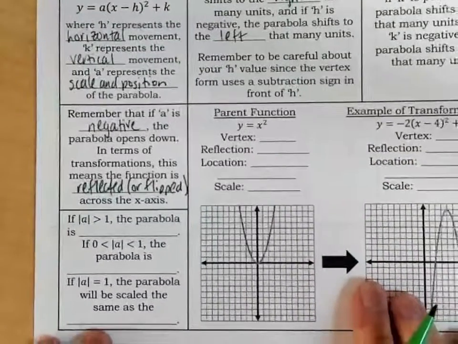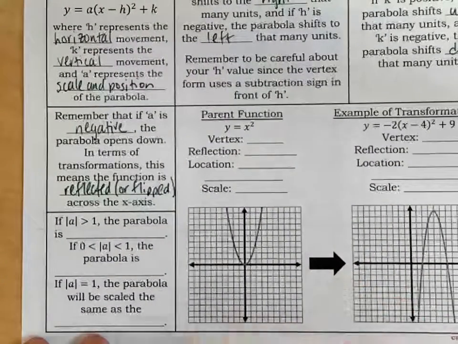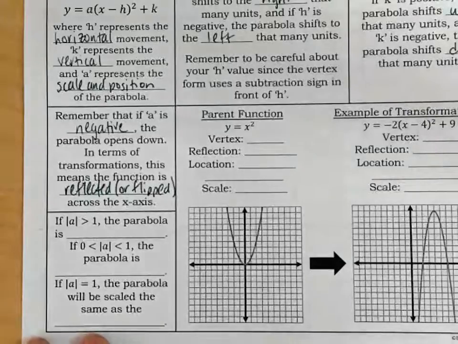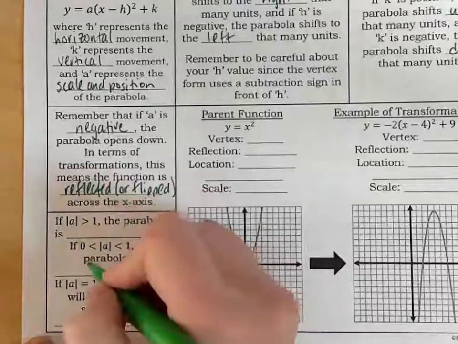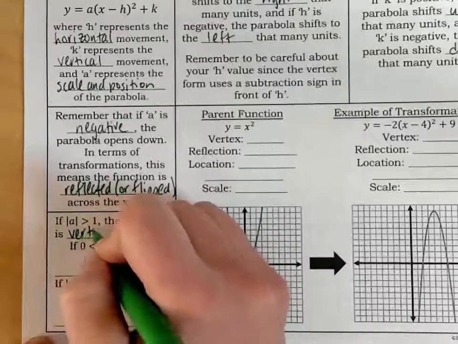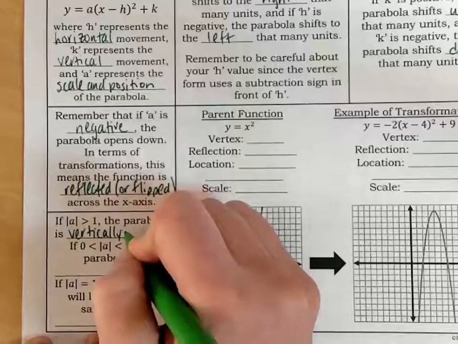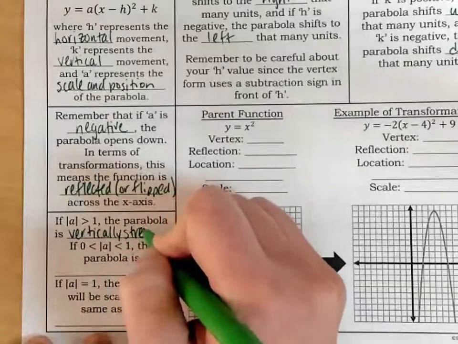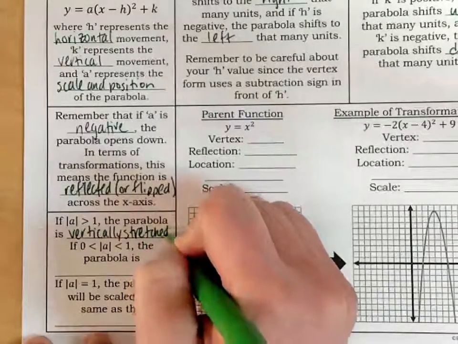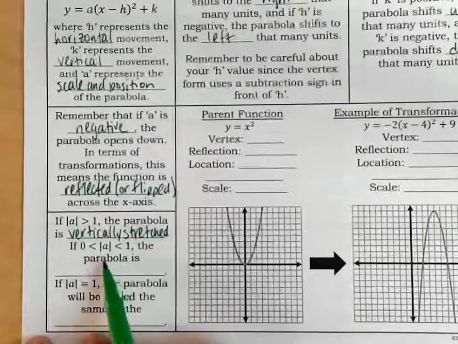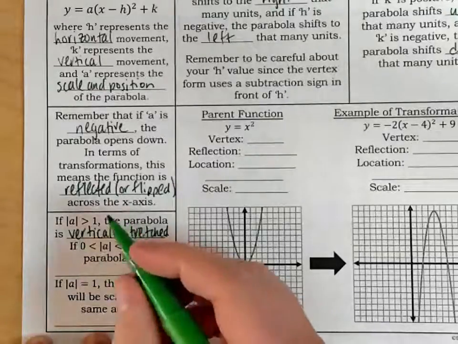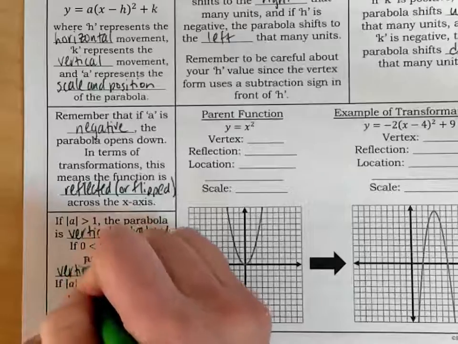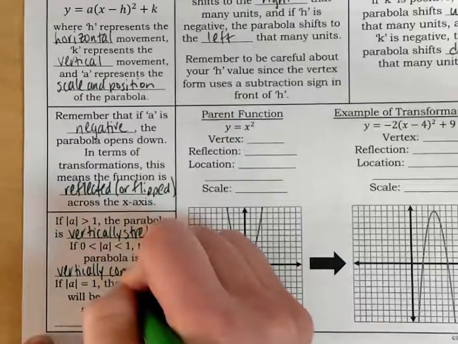The other part of what the a value does is that it gives us a scale factor. If a is greater than 1, a number larger than 1, then we're taking that parabola and it becomes vertically stretched. If the number is between 0 and 1, not equal to 0, not equal to 1, but anything in between, so a fraction, the parabola is what we call vertically compressed.